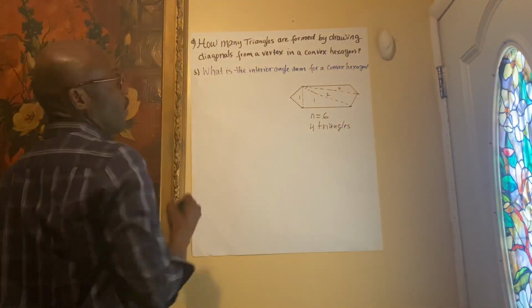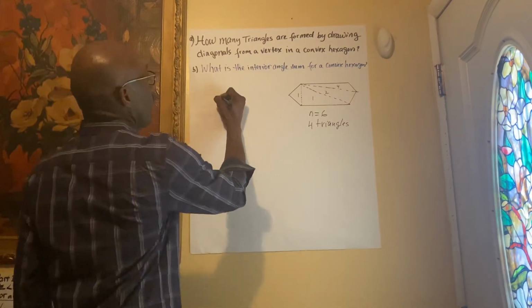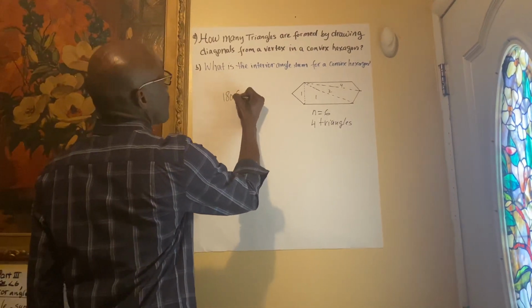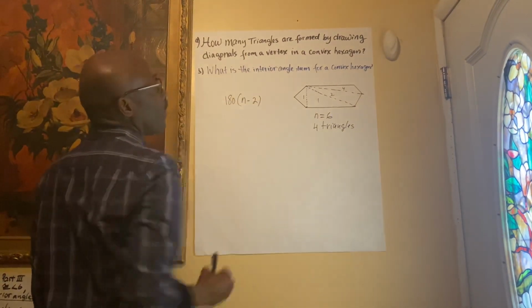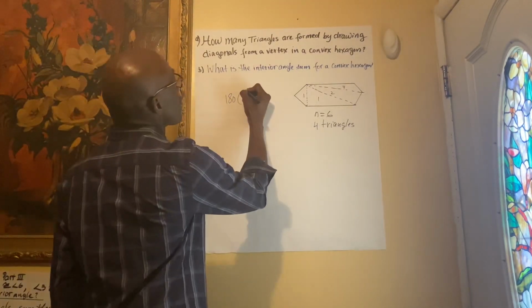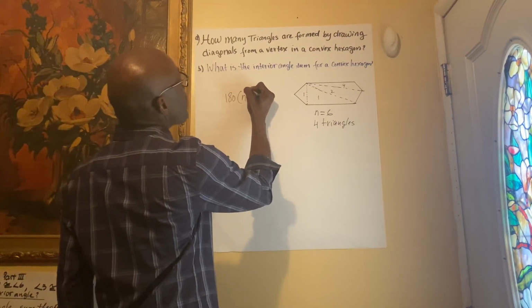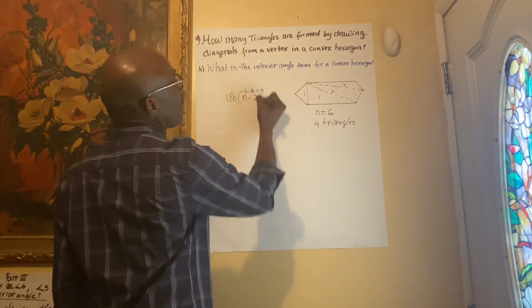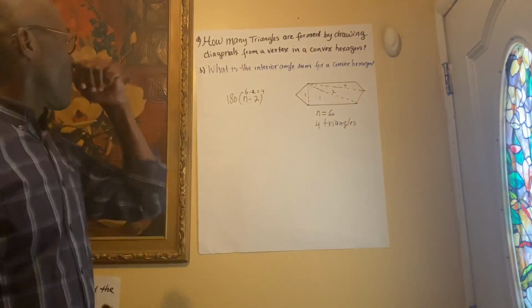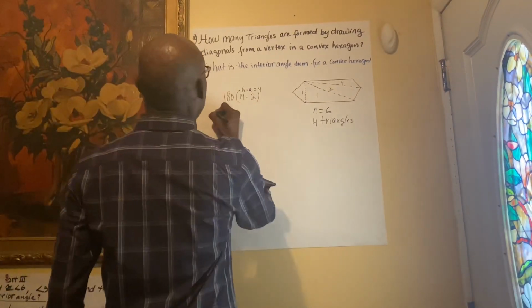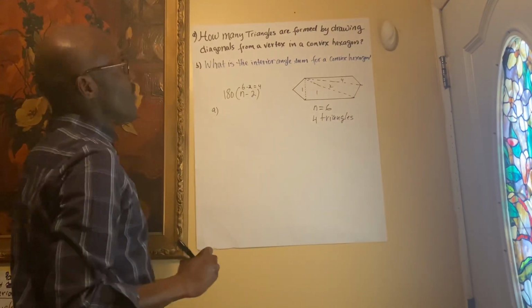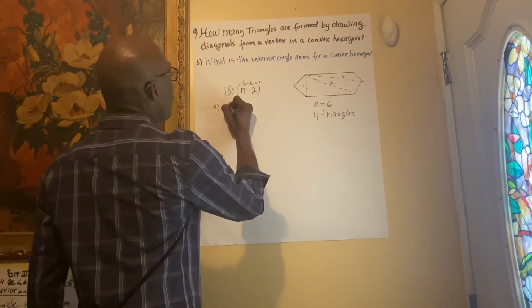And from the formula also, n minus 2, where n equals 6, 6 minus 2, which is 4. So 4 triangles. So part A, how many triangles are formed? 4 triangles.